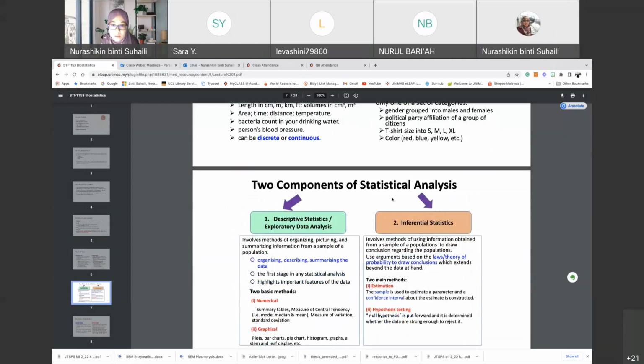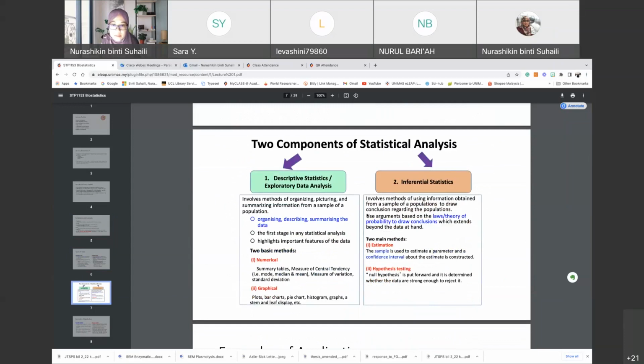Then two components of statistical analysis: descriptive statistics and inferential statistics. Descriptive statistics comes from the word describe, so it gives a description. Descriptive statistics describes the trend, the current trend of the data.